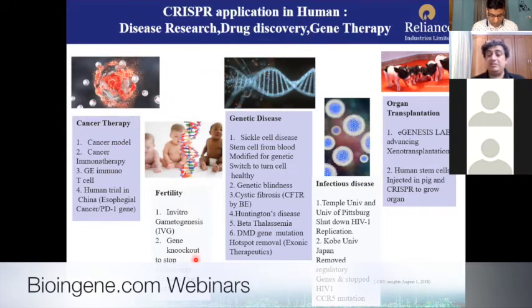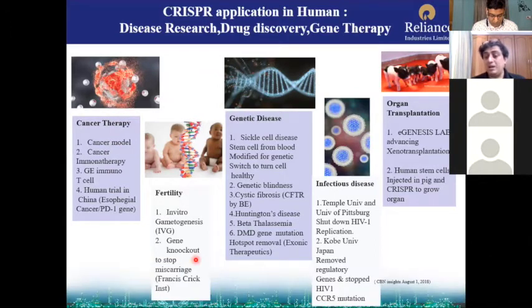At the Francis Crick Institute, UK, people are using CRISPR-Cas9 to stop miscarriage of embryonic cells. Different genetic diseases such as cystic fibrosis, genetic blindness, Huntington's disease, beta thalassemia, etc. People are targeting and trying to modify or do therapy by CRISPR-Cas9. Similarly, infectious disease can also be targeted in a similar way. So University of Pittsburgh is using CRISPR-Cas9 to shut down HIV replication. A lot of work is happening in Kobe University as well.